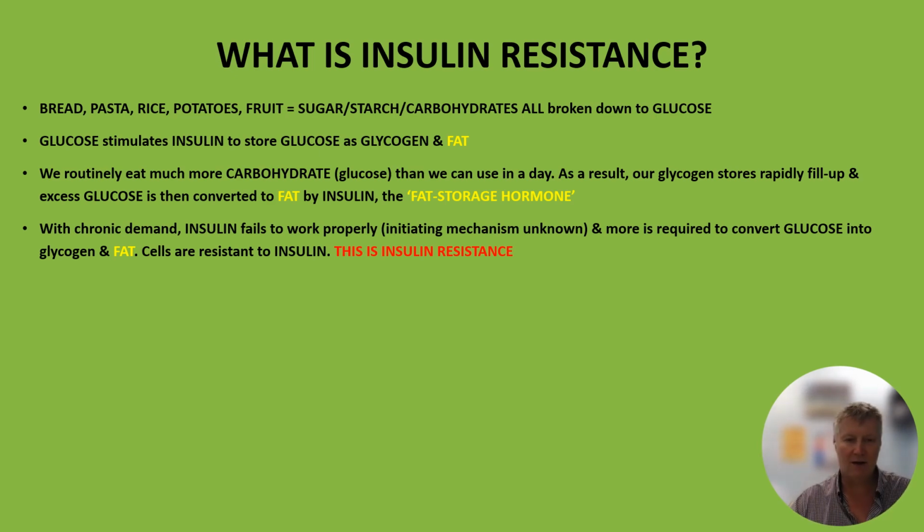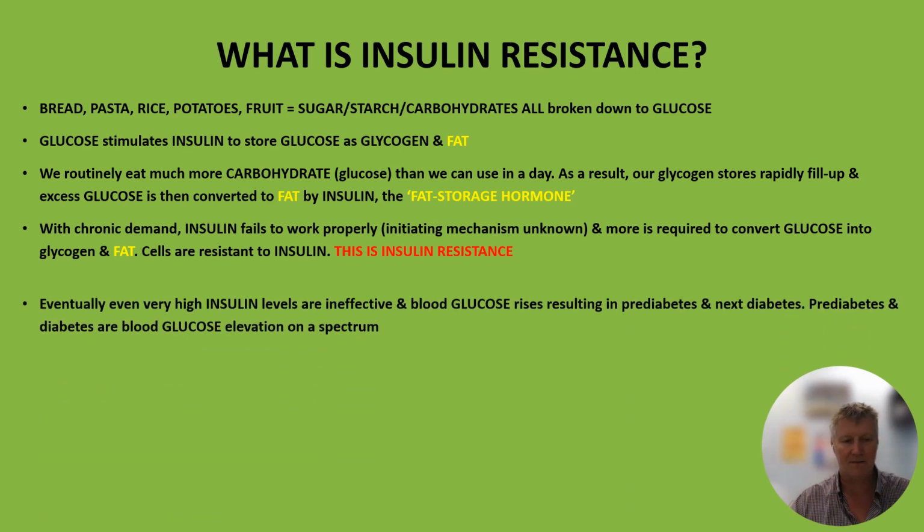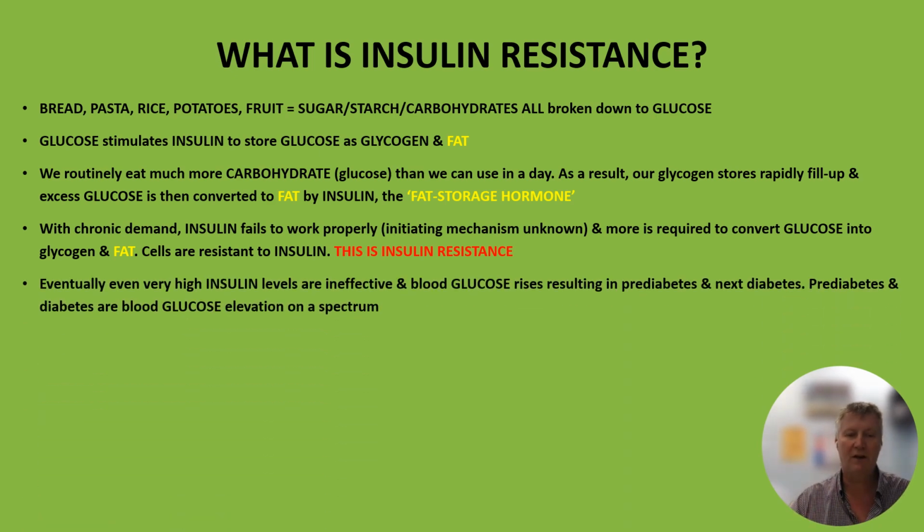The mechanism behind this is not clear at this point in time, but over time more and more insulin is required to convert glucose into glycogen and fat, and cells become resistant to the effects of insulin, and this is insulin resistance. Eventually, even very high insulin levels are ineffective, and blood glucose rises, resulting in prediabetes and then diabetes. Prediabetes and diabetes are blood glucose elevation on a spectrum.